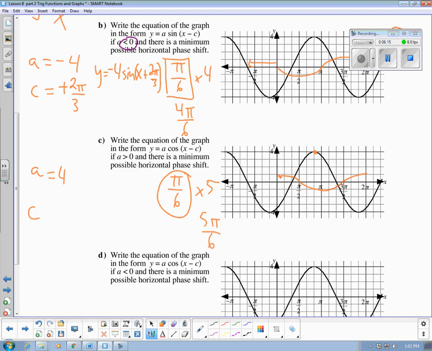Because I shifted to the right, is that positive or negative? It's negative. My C value is minus 5 pi over 6. And I get to write my cosine statement. So this is a graph of y equals 4 cosine of x minus 5 pi over 6. If I would keep the 5 pi with me, minus 5 pi over 6, put that in brackets.